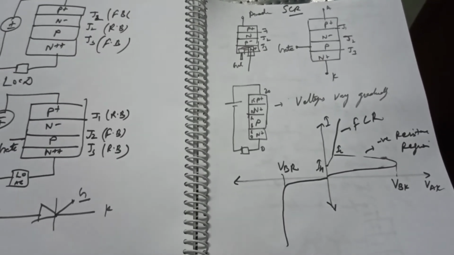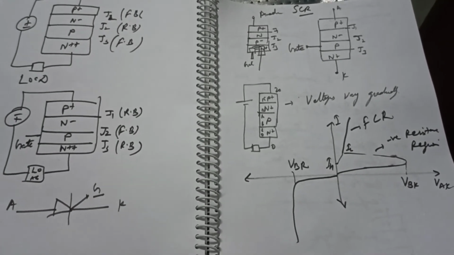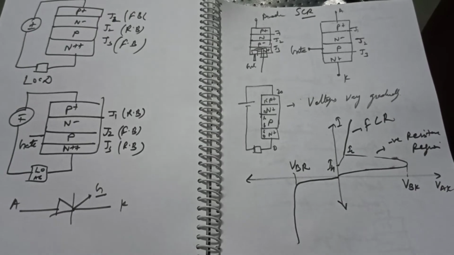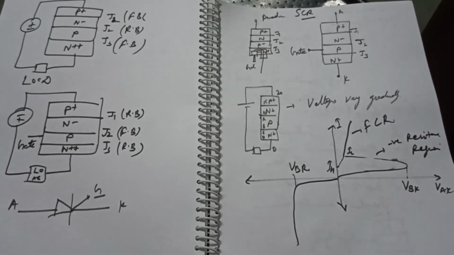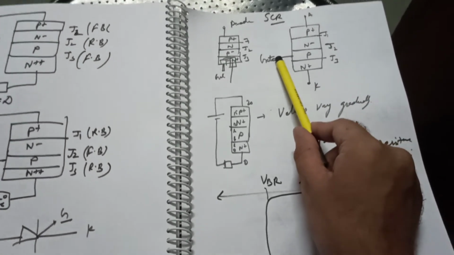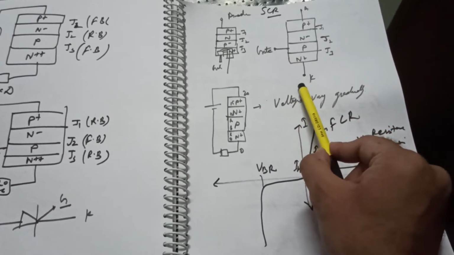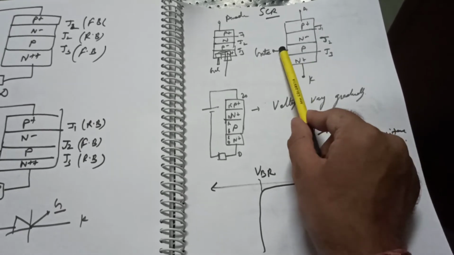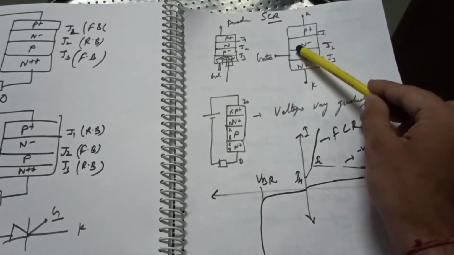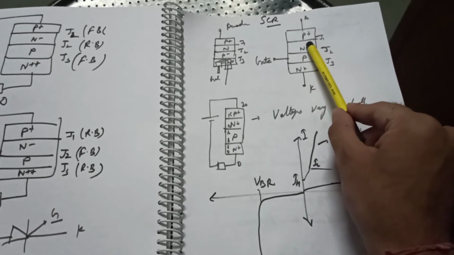Now when current is passed through the gate terminal, it will facilitate the flow of current from anode to cathode. How? When current is given from the gate terminal, or we can assume the positive flow is from gate to cathode, then electrons will flow from cathode to gate. These electrons will not only flow to the gate, but will also go towards J2 and J1. Now look at this junction, P plus N minus. This is having positive ions.